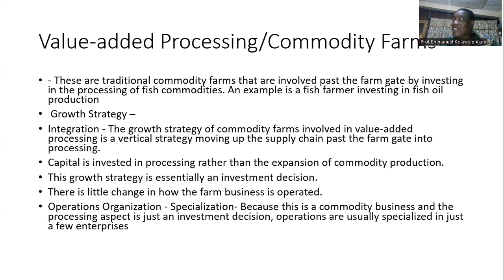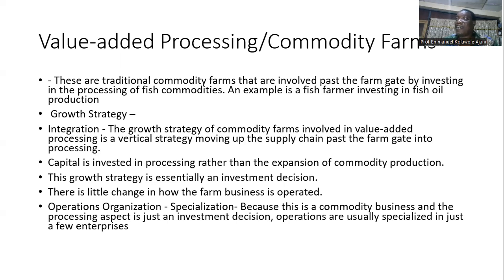From the farm gate, they are not selling their fish fresh at the farm gate, but they go into processing. So capital is invested in processing rather than the expansion of commodity production. People in Ilorin are increasing their acreage of land to produce more fish to sell. But in this case of the farmer going into value-added processing of commodity farm, there is a vertical increase. They go beyond the farm gate and go into processing of their products. So they invest a lot of capital into processing of their products.